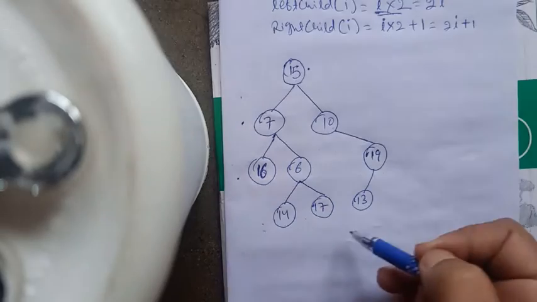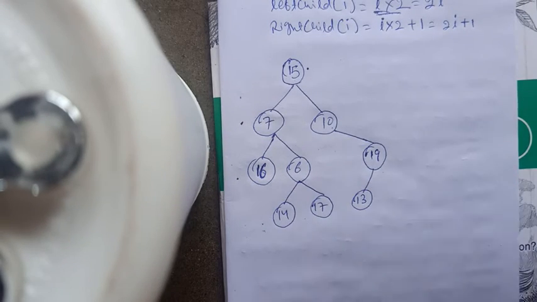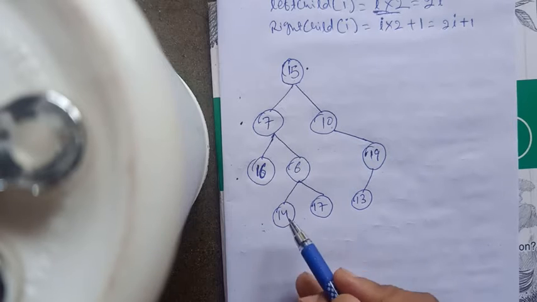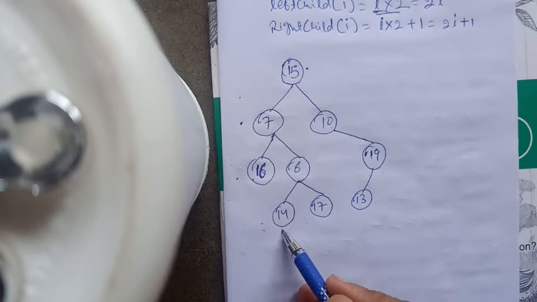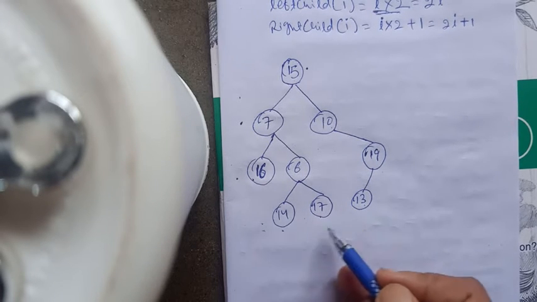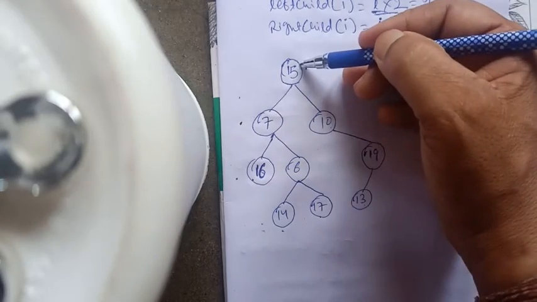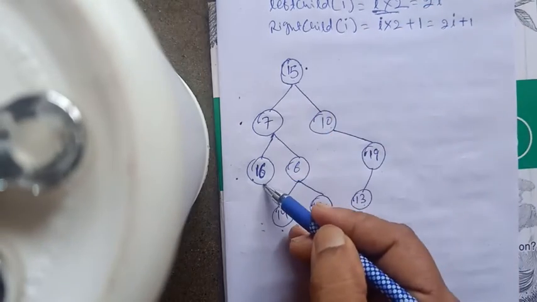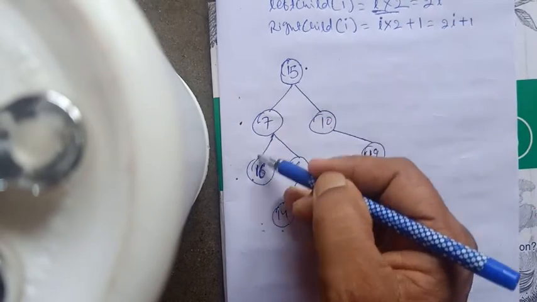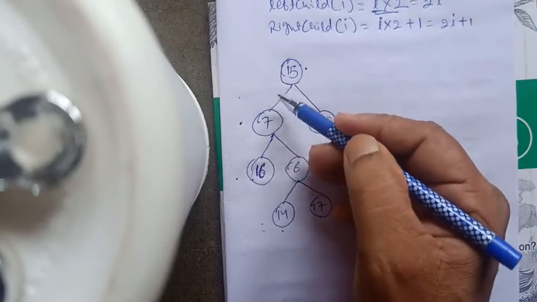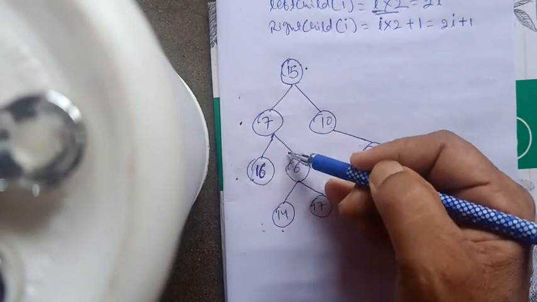So here, what is the longest path from a root node to a leaf node? There are 4 leaf nodes: 16 is a leaf node, then 14, 17, 13. These are the 4 leaf nodes. From root to leaf, how many nodes? Is this the longest path? No, it is 1, 2, 3. But the longest path is this one.